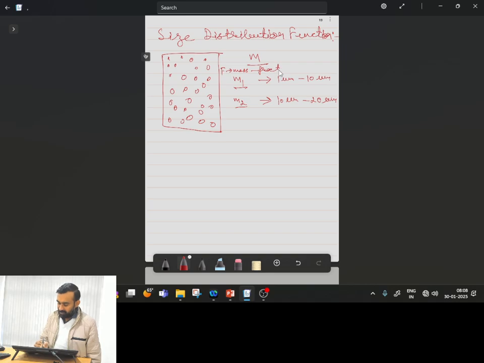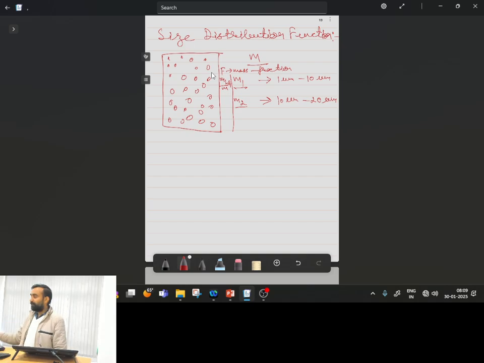Now if I define one more variable f as mass fraction, where m1 divided by the total mass of these combined particles, capital M, is my F1, which will be the mass fraction of particles having sizes in between 1 micrometer to 10 micrometer.